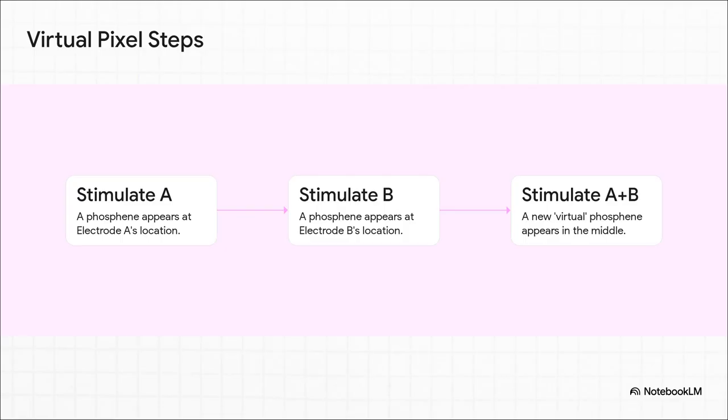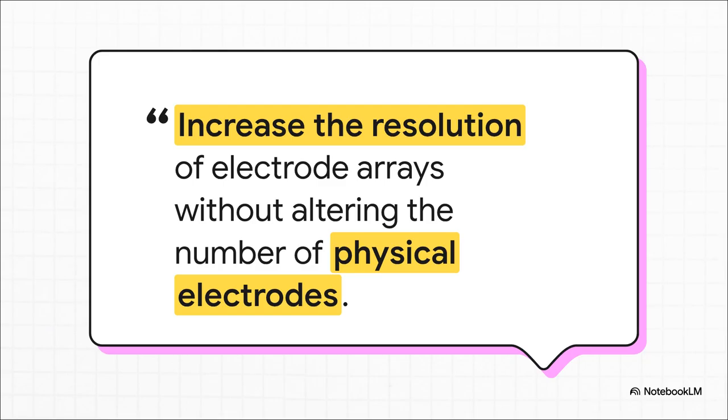Okay, so here's how it works. It's pretty cool. First, you stimulate electrode A, and boom, a phosphene appears right at its location. Then, you do the same for electrode B, and a phosphene shows up there. But here's where the magic happens. You stimulate A and B together, and a brand new phosphene just pops into existence, right in the middle. And by tweaking the amount of current between the two, you can actually move that virtual pixel all around the space between them.